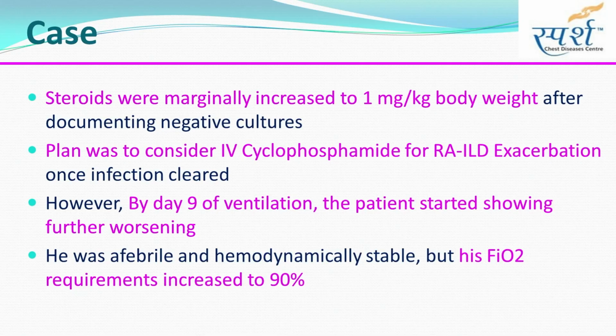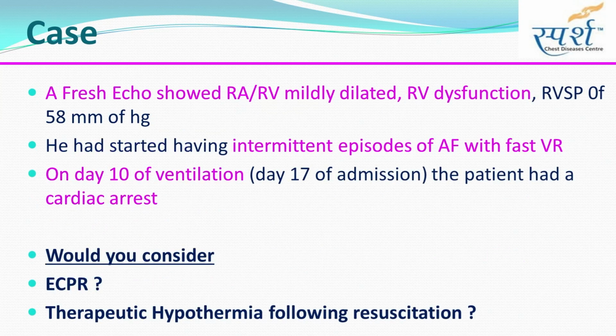Fine, so this patient, we increased the dose of steroids. We wanted to give him cyclophosphamide, but the patient worsened. He had started having episodes of AF, and eventually went into cardiac arrest. Last concluding papers: would you consider eCPR? Would you want to go for therapeutic hypothermia? Because these are certain things which are coming up.